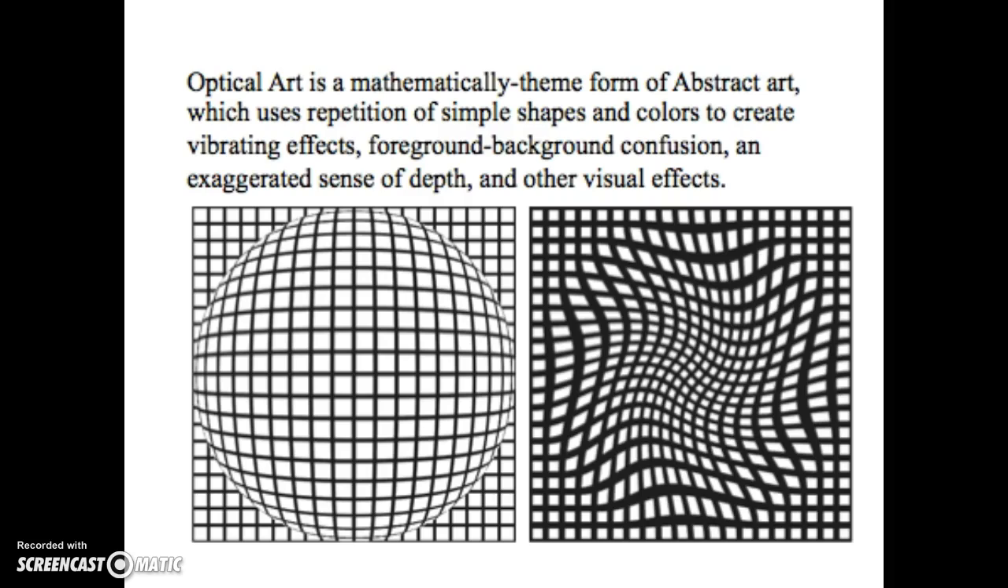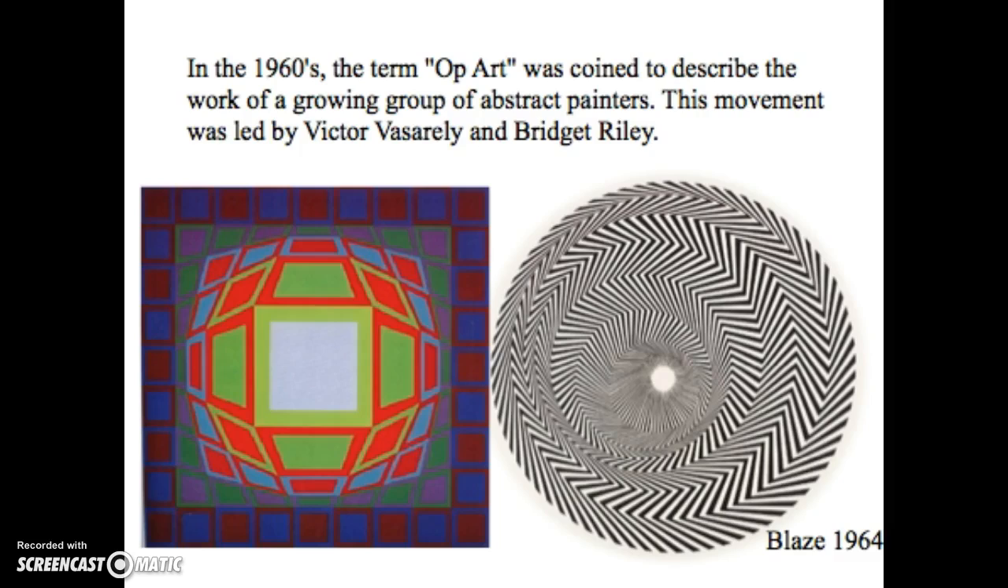And you see here, op art uses repetition of simple shapes, that's a principle of design, repetition, and colors to create vibrating effects, foreground and background confusion, an exaggerated sense of depth, and other visual effects. Op art sprang up in the 1960s, although one of the major artists that we'll learn about, Victor Vasarely, was doing optical illusion art as early as the 1930s.